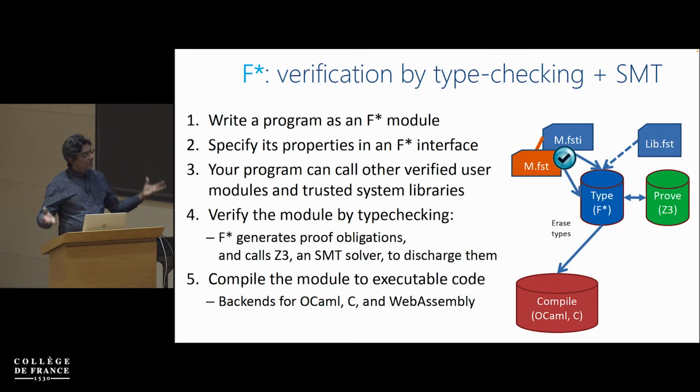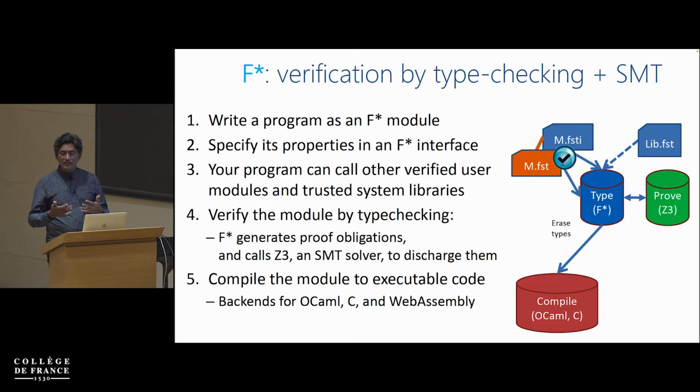And then you put all of them together and you ask F-star to verify that the module satisfies this interface. In the process of doing so, F-star will generate proof obligations and send them to an SMT solver, in this case Z3. And if Z3 is able to discharge all these proof obligations, F-star will say OK. If Z3 is not able to, or if it times out, then F-star will say, sorry, I could not prove this program to be correct.